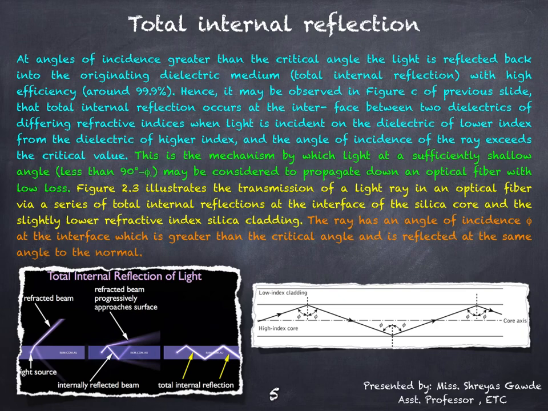From the given figure, you all can make out that the ray of light travels inside the optical fiber through a series of total internal reflections, and here the ray has an angle of incidence phi at the interface which is greater than the critical angle and is reflected at the same angle to the normal.